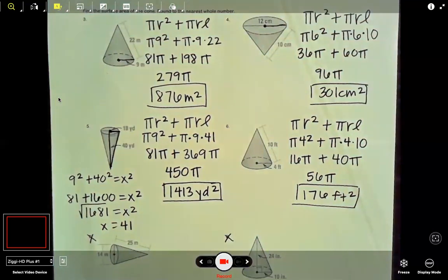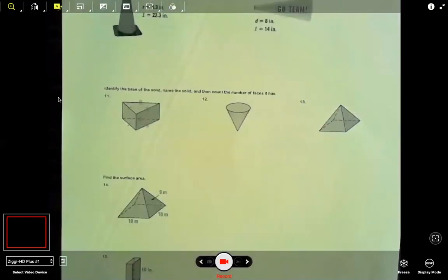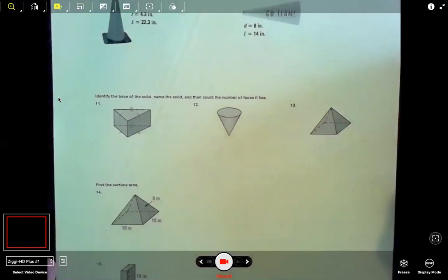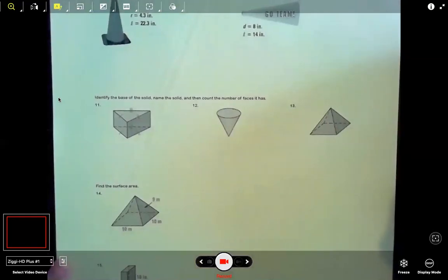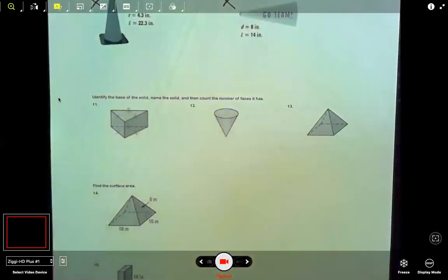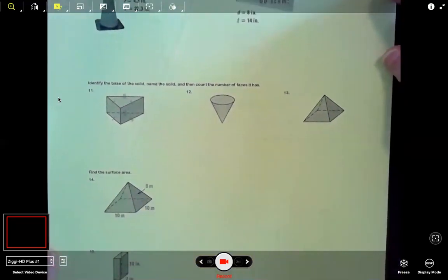Okay, let's flip to the back. Should we do those ones together? Okay, let's cross off 9 and 10. We don't need to do those. We just did a bunch of cones. We're over the cones. So let's go down. Let's start with 11 and see what happens here.